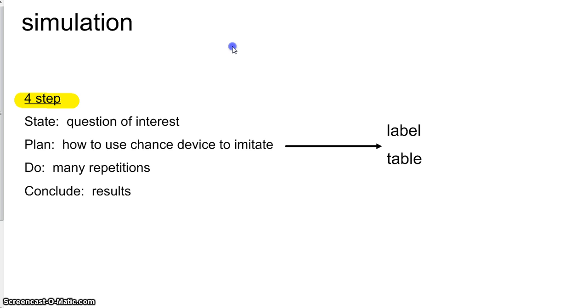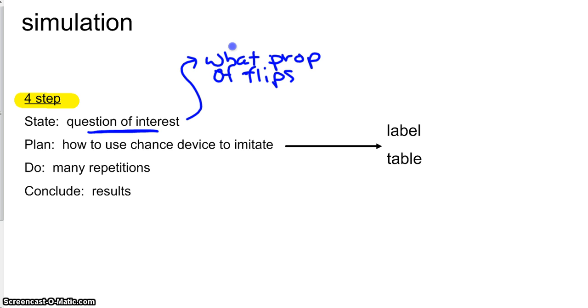Anytime you're doing something statistically, you have to have a question of interest. So maybe in this case, it's what proportion of flips land heads, and maybe even what proportion of 1,000 flips land heads. That's the question I want to come to at the end and answer. So now what I'm going to do is simulate it.